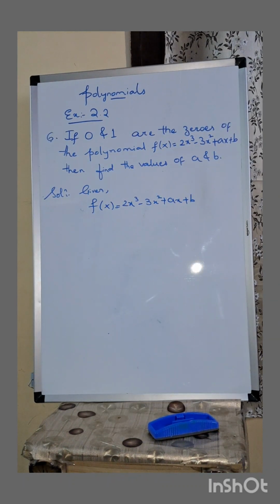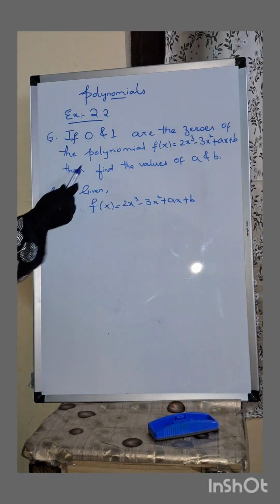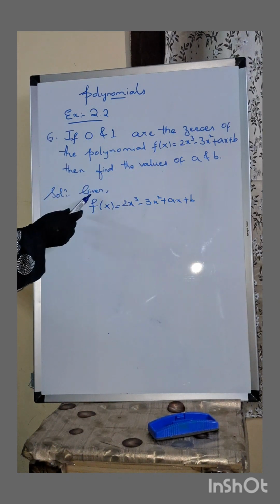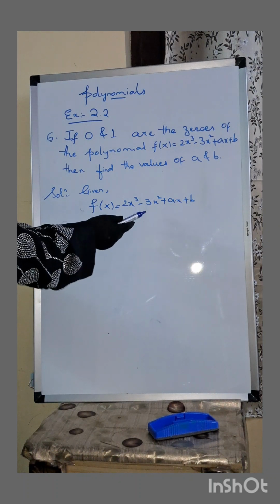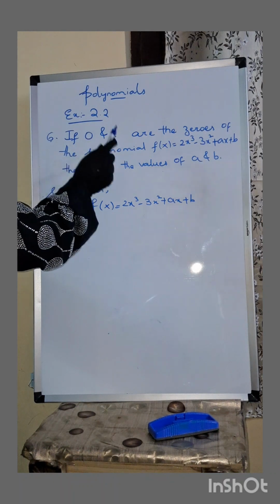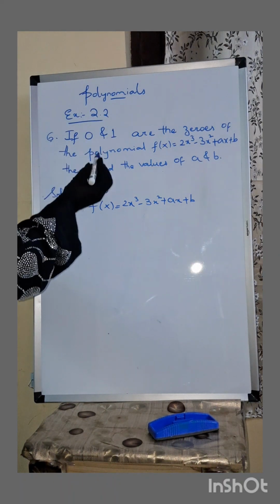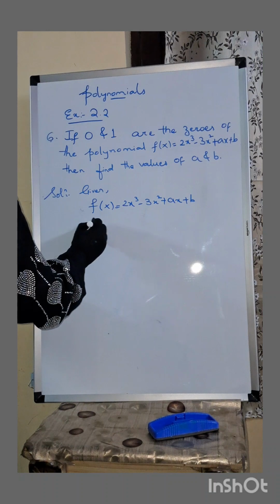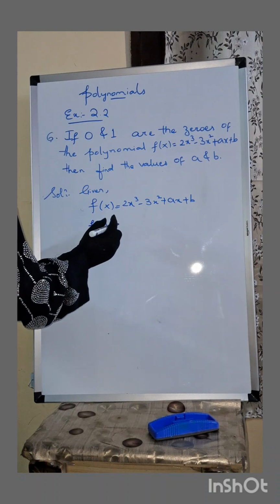So your question number 6 is: if 0 and 1 are the zeros of the polynomial f of x is equal to 2x cube minus 3x square plus ax plus b, then find the values of a and b. So they have already given you the equation f of x is equal to 2x cube minus 3x square plus ax plus b. Also in the question they said that 0 and 1 are the zeros of the polynomial. It means f of 0, first we will substitute f of 0.